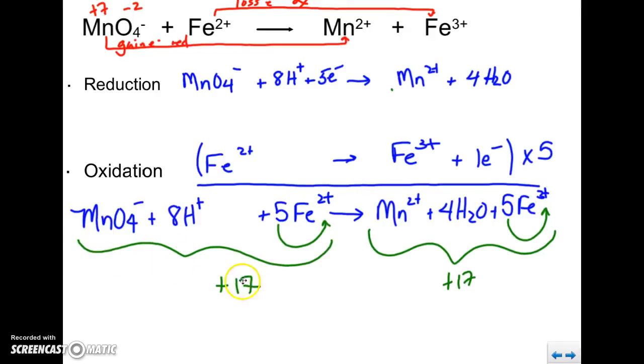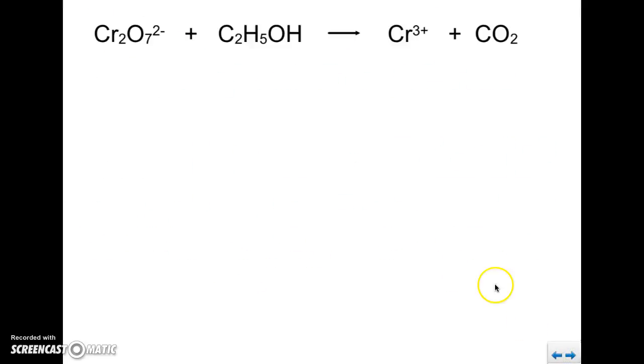This results in a plus 17 charge. Here we result in a plus 17 charge. So we have a balanced redox reaction. Here is another example we're going to do. The dichromate ion plus ethanol will result in a chrome plus 3 and CO2.